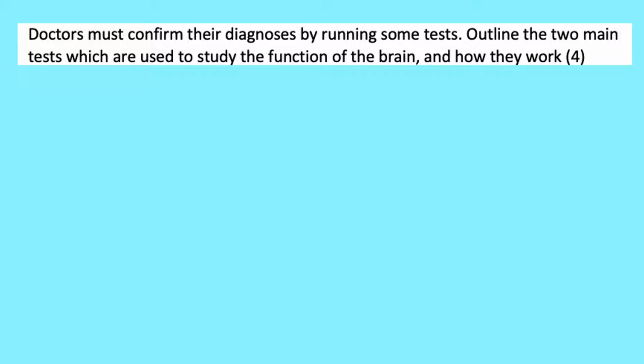So the final question at last on human nervous system is, doctors must confirm their diagnoses by running some tests. Outline the two main tests which are used to study the function of the brain and how they work, and this is worth 4 marks.